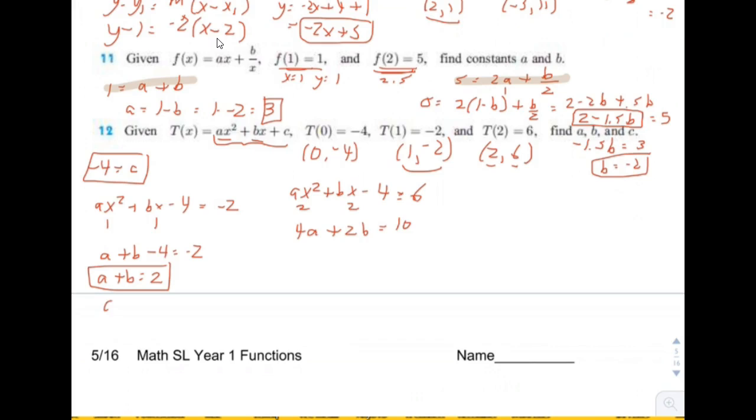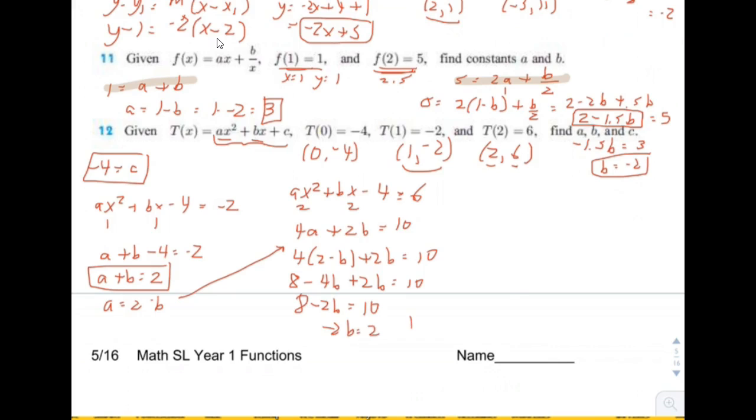Okay, so now we can solve for a. a equals 2 minus b, and then we'll put it over there. So we'll have 4 times (2 minus b) plus 2b equals 10. And then we'll have 8 minus 4b plus 2b equals 10. 8 minus 2b equals 10. Negative 2b is equal to 2, so b is equal to negative 1.